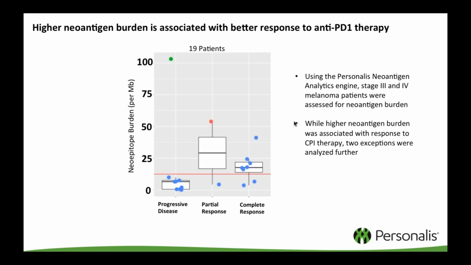So we assessed the neoantigen burden of these 19 patients and found that overall, higher neoantigen load was associated with a better response to anti-PD-1 therapy. And that's shown here on the graph from patients with progressive disease, partial response, and complete response. And this is plotted as neoantigen burden per megabase pair. However, there were 2 notable exceptions that we wanted to explore further. You can see here that both of these outlier patients have a high neoantigen burden, but did not have a complete response.